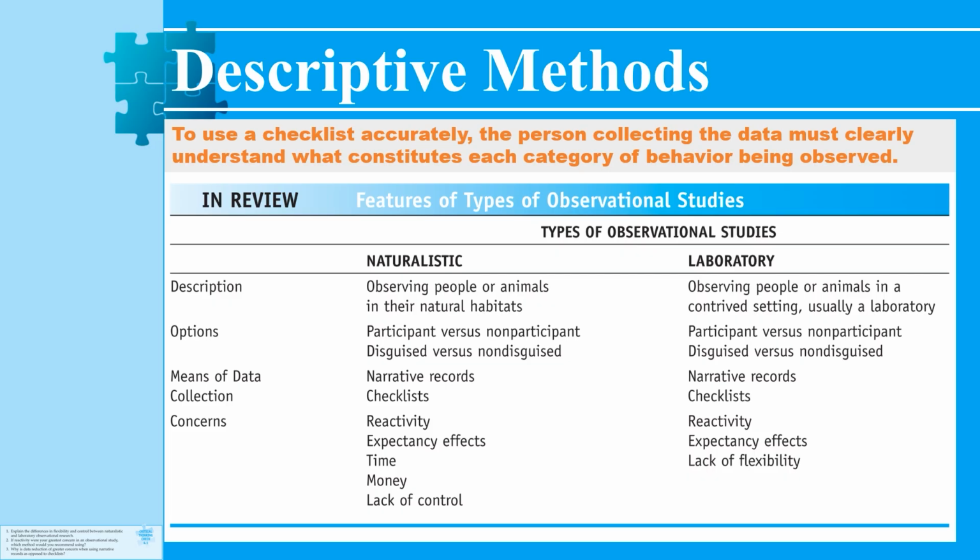Here is the summary of the subtypes of observational study provided in the book, chapter 4. On the left-hand side, you can see the description, the options for data collection and concerns, divided into different columns throughout the naturalistic and laboratory settings. I suggest that you read and check it by yourself to save time in my presentation. Allow me to move on to the second point.